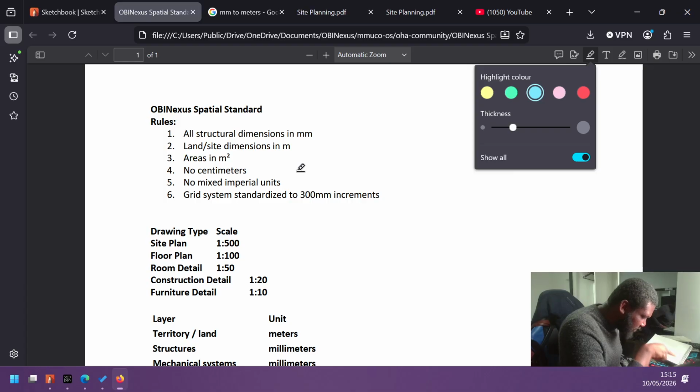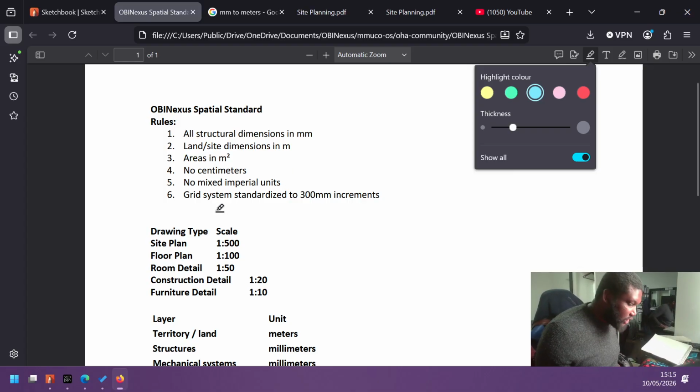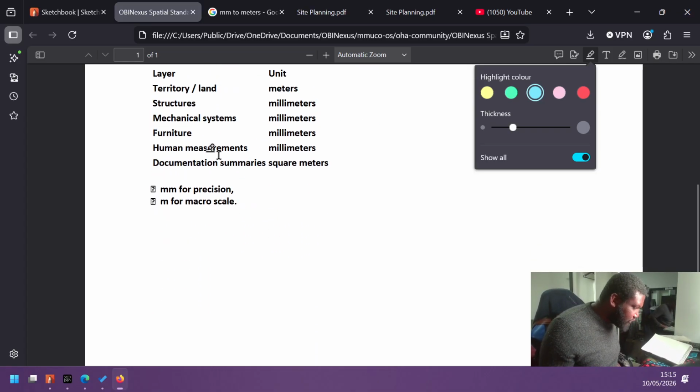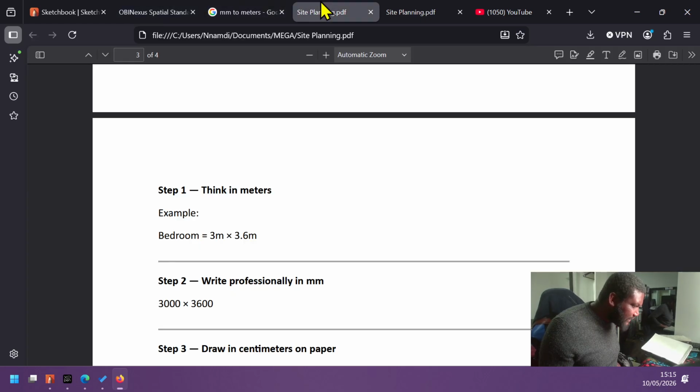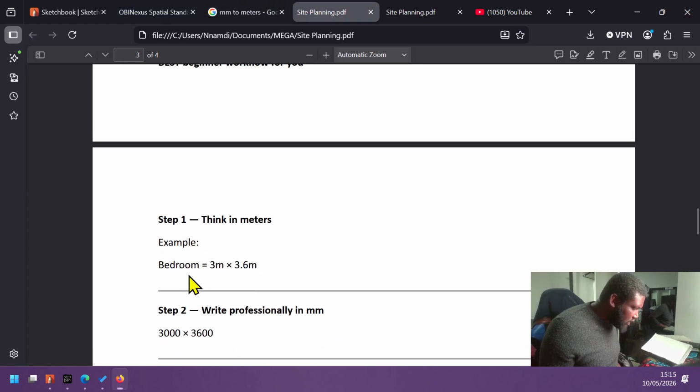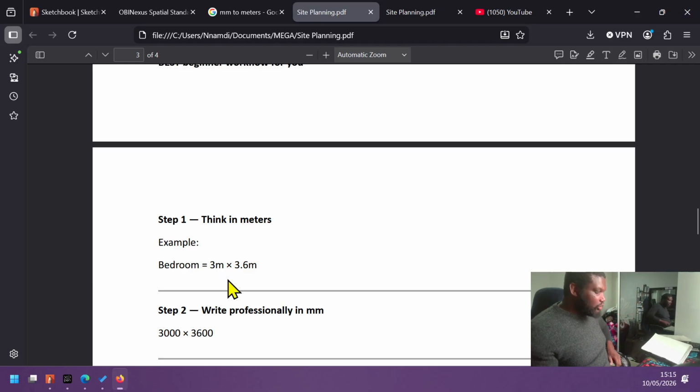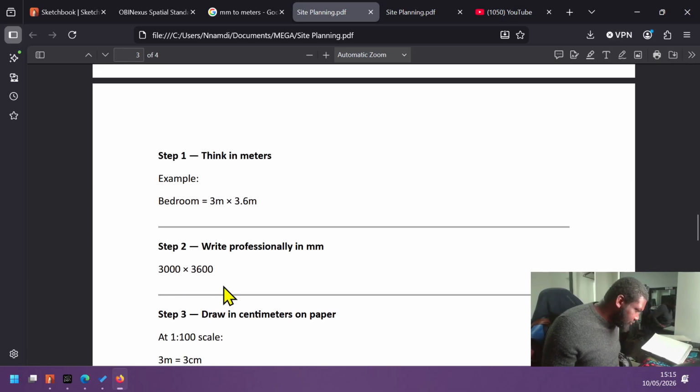Yeah, this is 500. I didn't design this, but I need to get design soon. I'm gonna have to continue working. So let me not force anything. A bedroom is 3 meters times 2.6 meters, which is 3,000.